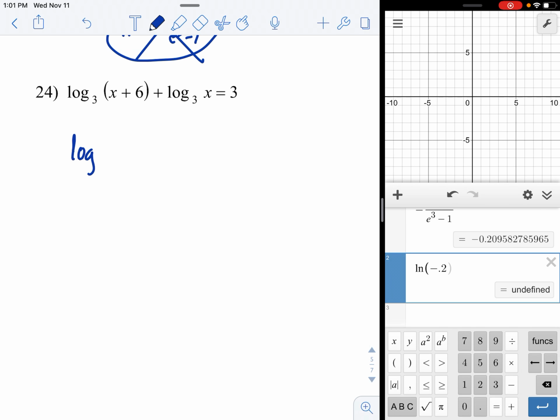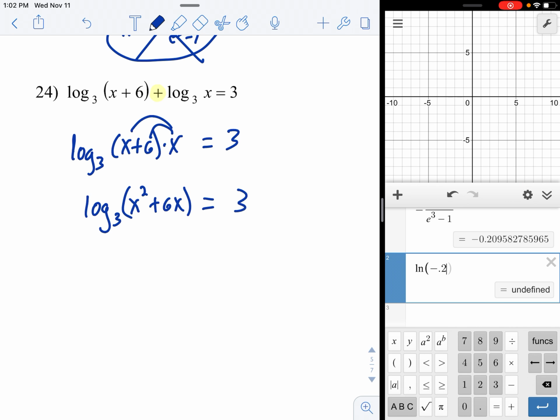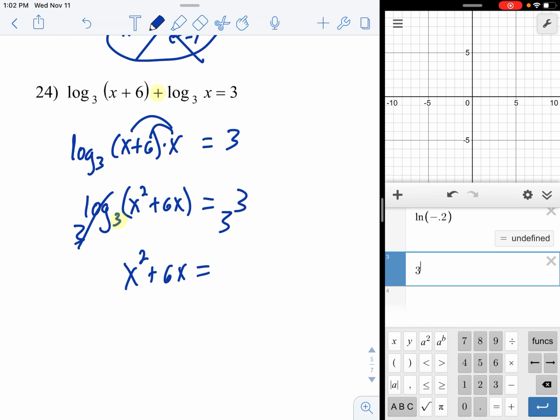All right, number 24. Again, condense your logarithms. With the plus sign there, I can make it times. That's going to be x plus 6 times x equals 3. If I distribute that, I get log base 3 of x squared plus 6x equals 3. Now cancel out the logarithm. How? Drop a base 3 because it's a base 3. And then do the same thing here. x squared plus 6x equals 3 to the third power. 3 raised to the third is 27.